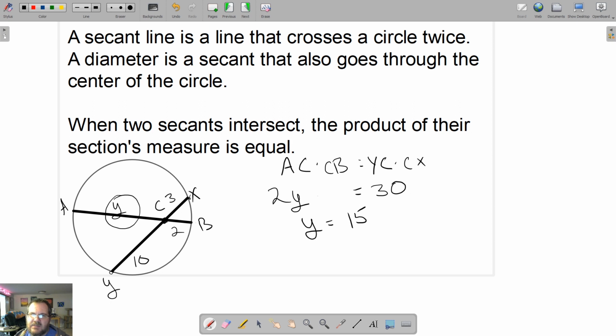And you can see that that makes sense with the way things are drawn here, even though I just picked those numbers out of nowhere. AC looks like it should be a little bit longer than YC, and it is. So that's the main idea behind what we're going to be covering today.